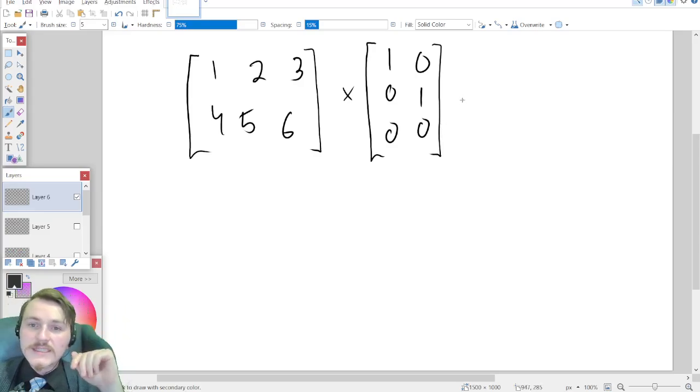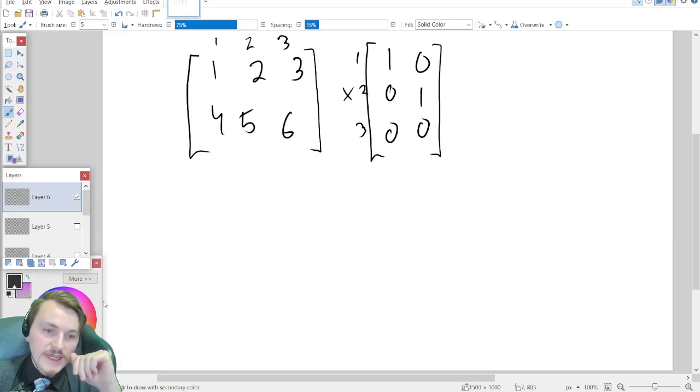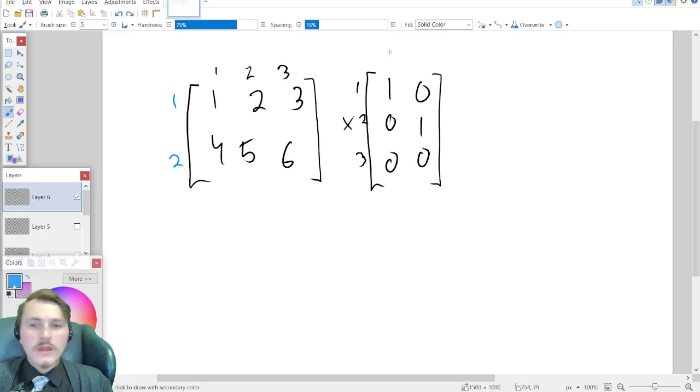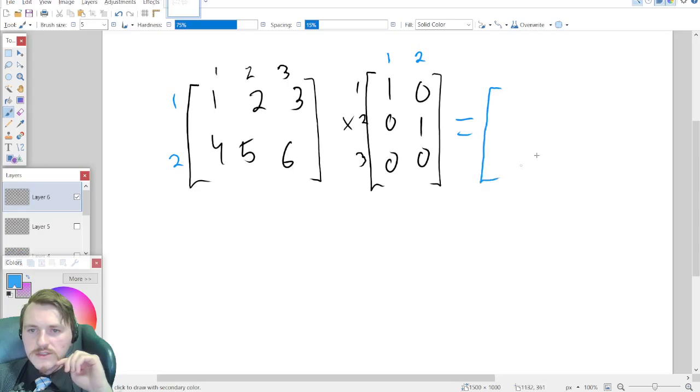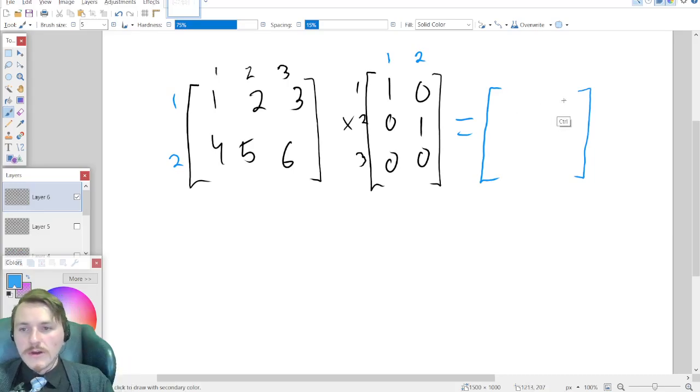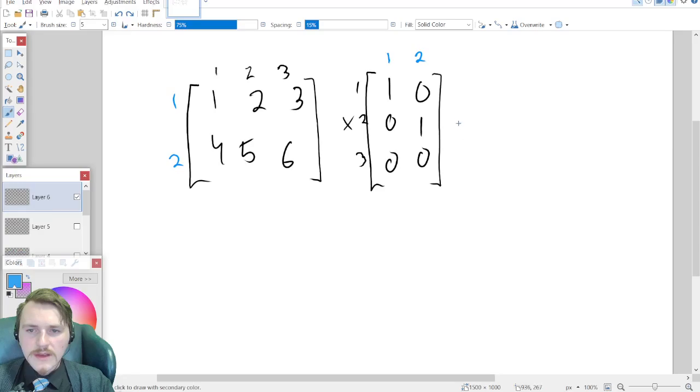Let's try the multiplication out. Let's see if it works. First off, is the number of columns here equal to the number of rows here? Yes. What's our resulting matrix size going to be? Our resulting matrix is going to be 2 rows by 2 columns. Let's do it. Equals this 2 by 2 matrix. I'm actually going to put the equal sign down here, just so I have space.